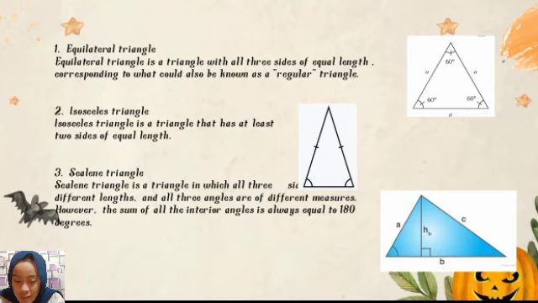Scalene triangle is a triangle in which all three sides are of different lengths, and all three angles are of different measures. However, the sum of all the interior angles is always equal to 180 degrees.